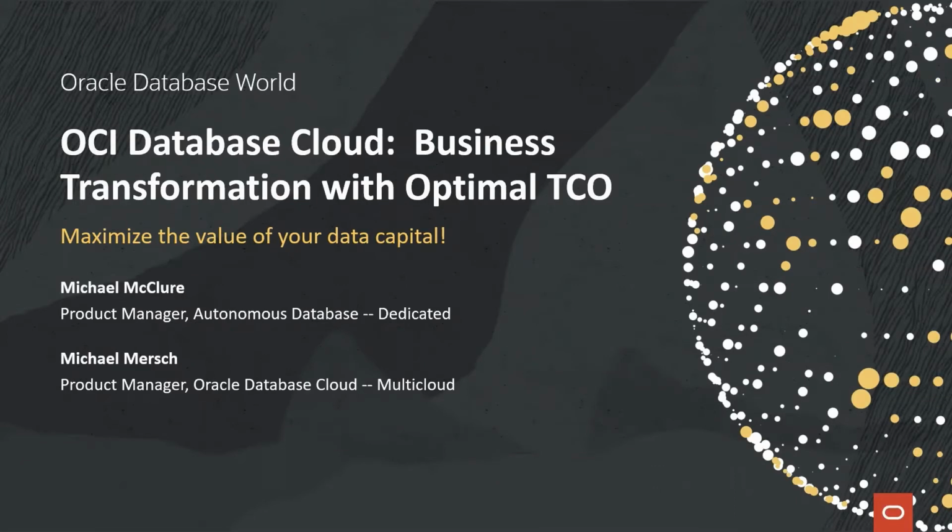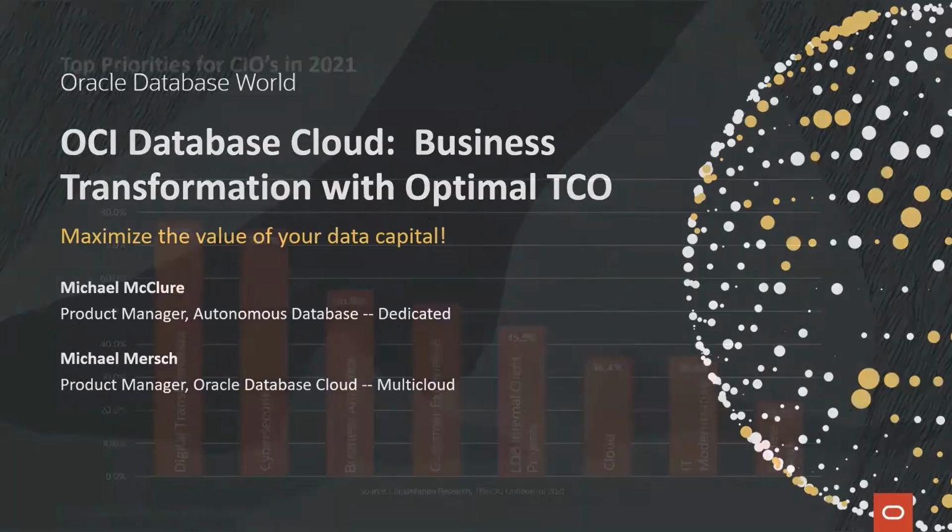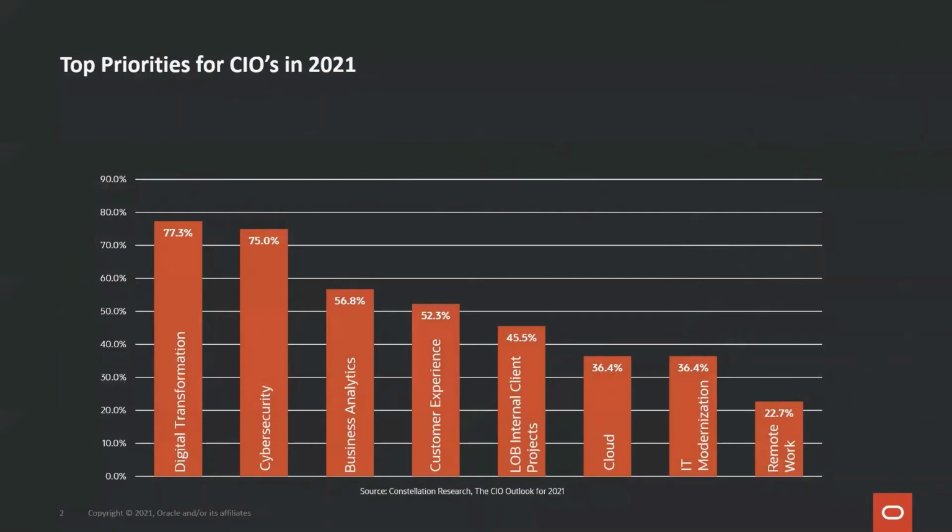I'm joined by my colleague, Michael Murch, and today we're going to talk with you about how to optimize business transformation with the Oracle Database Cloud. Now, business transformation in this presentation is just an umbrella for a whole bunch of stuff that you're working on. The reality is CIOs are working on a number of initiatives, and some of them are transformative and others are evolutions, but they're no less important.